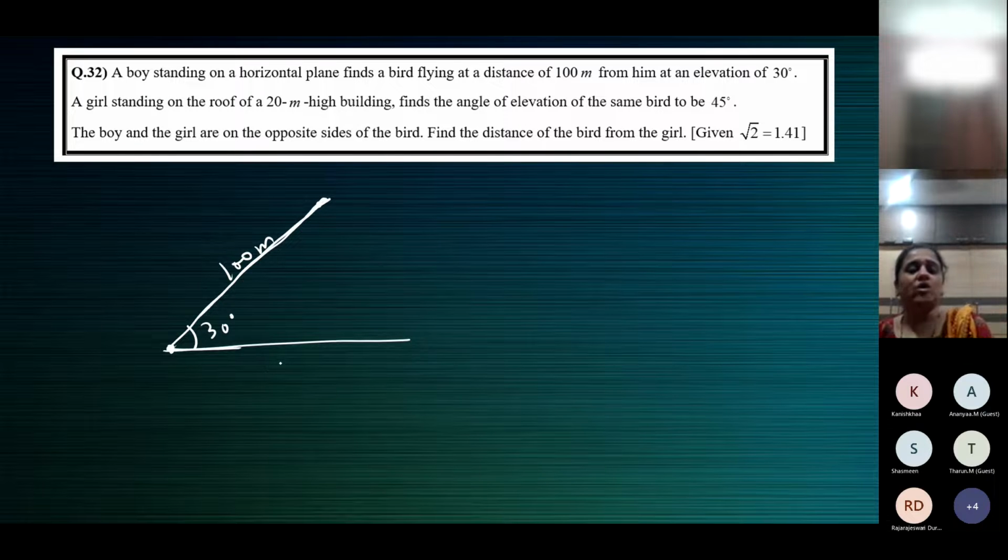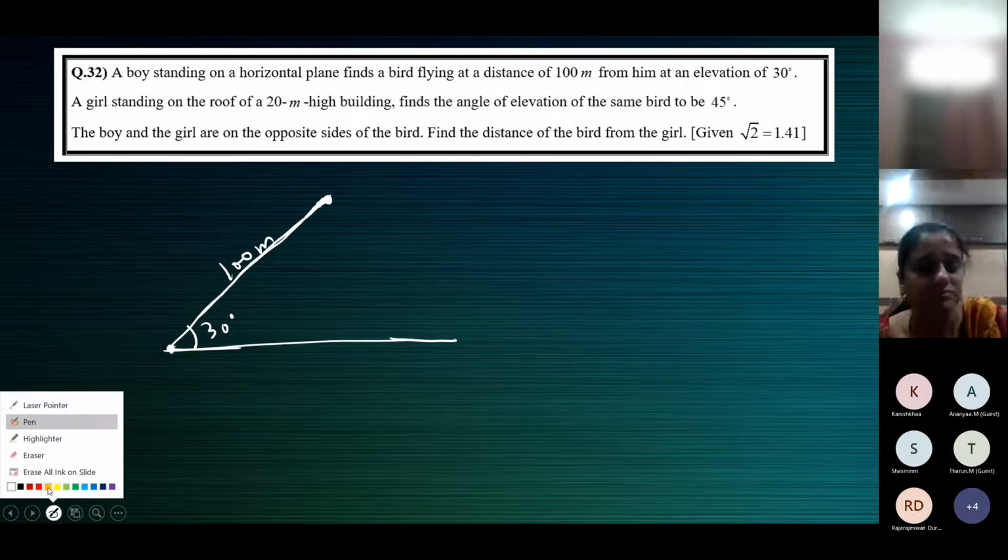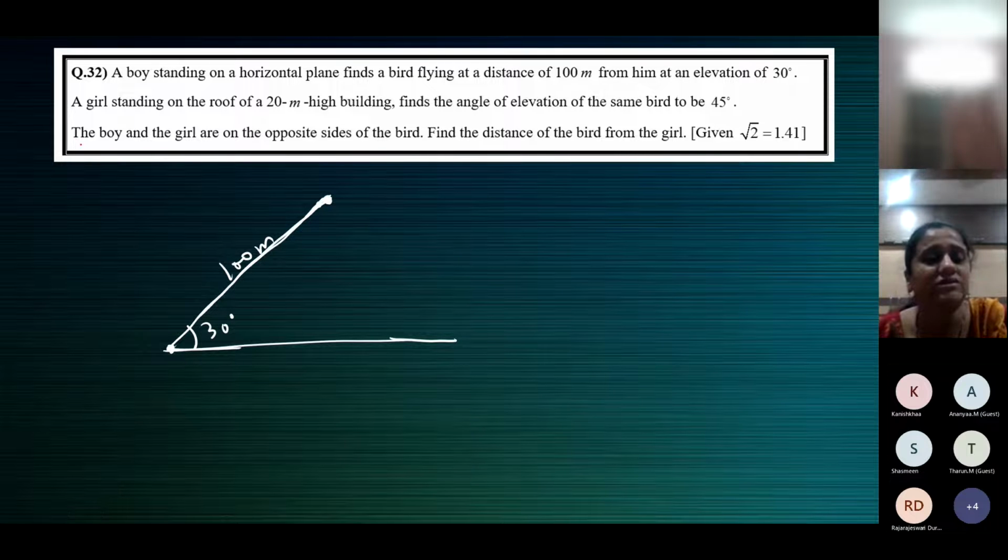A girl standing on the roof of a 20-meter high building. It's later given that they are on the opposite sides of the bird. So the bird is here. The girl and the boy, they are on the opposite sides of the bird. Later in the question, it's given, the boy and the girl are on opposite sides of the bird. So the girl is not on the horizontal plane. She's standing at a height of 20 meters from this horizontal line.